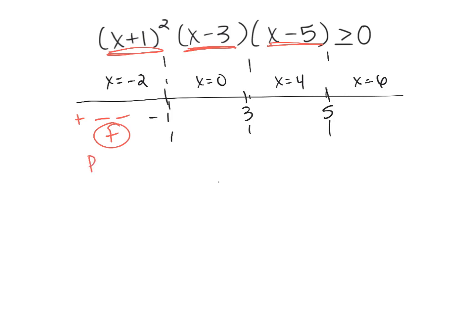Now let's look at 0. Okay, 0 plus 1 squared, that's positive. 0 minus 3, that's negative. 0 minus 5, that's negative. But a positive and 2 negatives is overall positive as well.